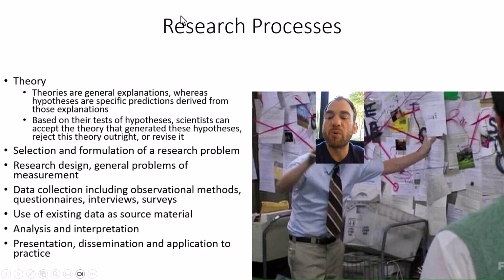Continuing on, though, the research process involves selection and formulation of a research problem. So basically asking what your research question is, what is the rationale for conducting this experiment? What are you trying to answer? This involves research design, so how are you going to measure this? How are you going to answer that research question or find evidence for it? It includes data collection, such as questionnaires, interviews, surveys, other things we'll talk about. You can also use existing data as a source material.